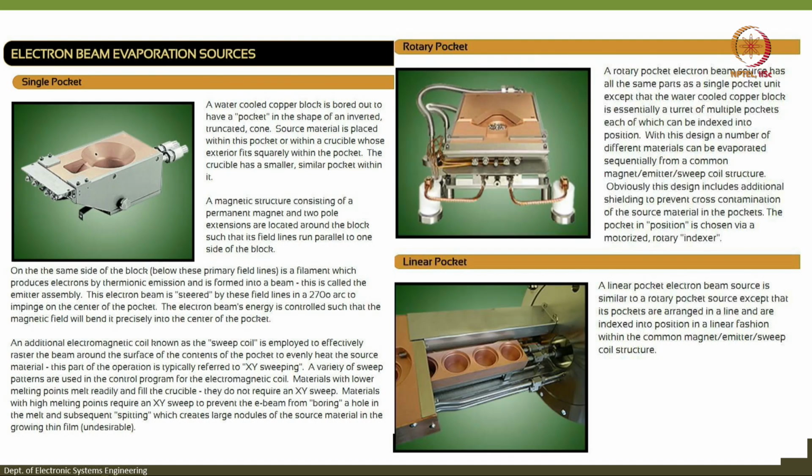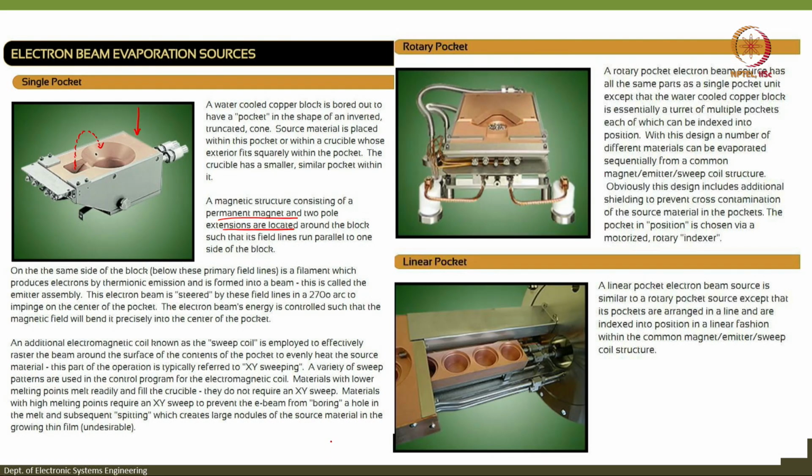In a single pocket source, as you can see in this particular figure here, a water cooled copper block is bored out to have a pocket in the shape of an inverted truncated cone. Source material is placed within this pocket, and the crucible has a smaller similar pocket within it. The magnetic structure consists of a permanent magnet, and two pole extensions are located around the block such that the field lines are parallel to one side of the block. On the same side of the block is the filament which produces electrons, and those electrons will hit here.